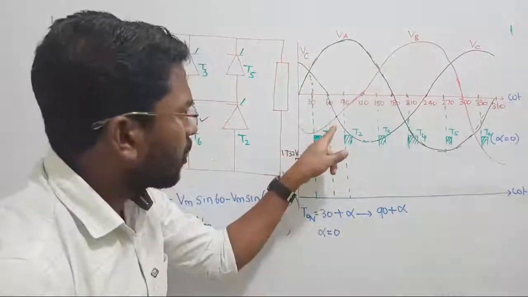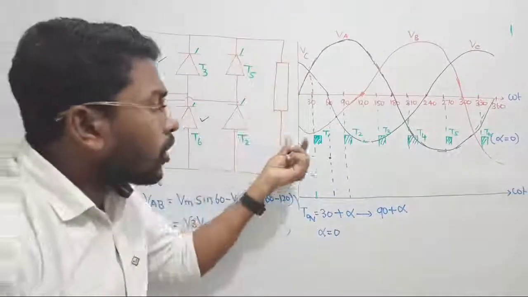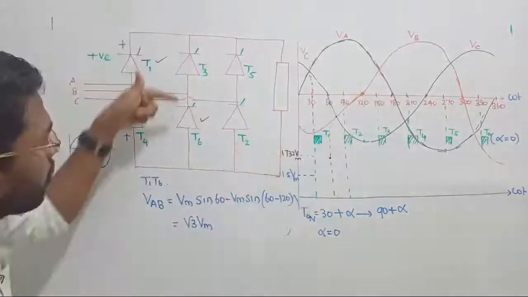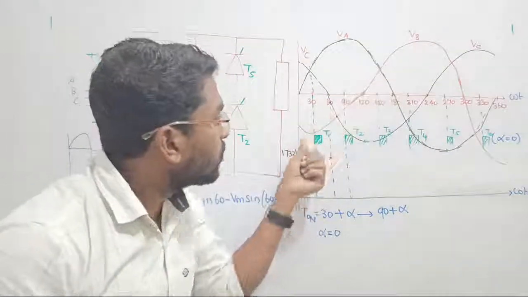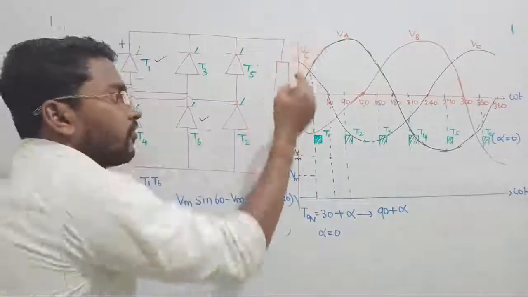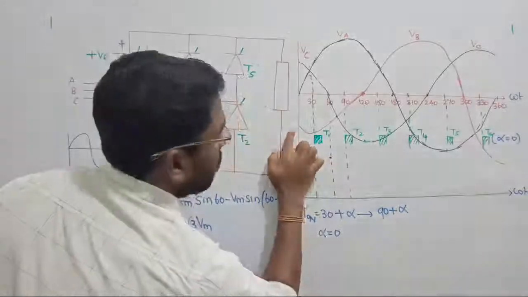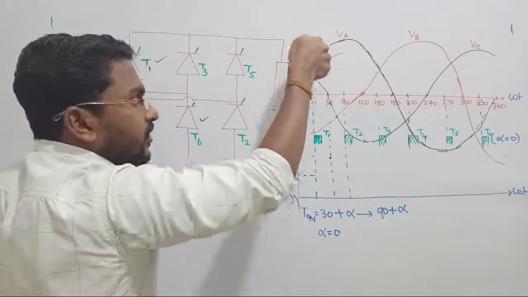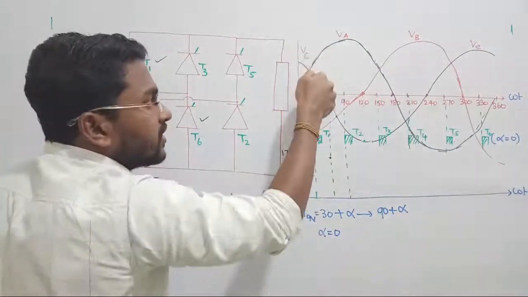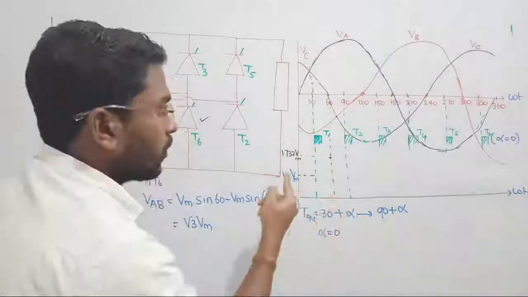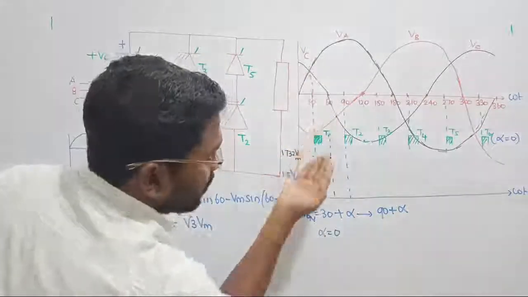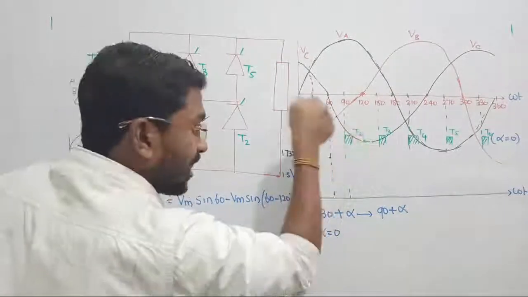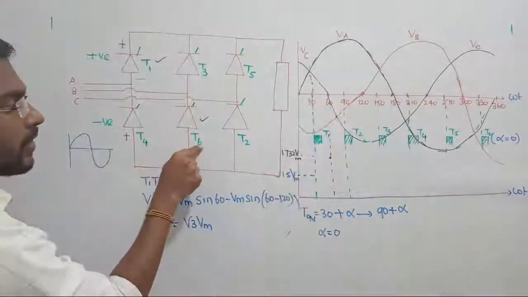So what happens here? See, until now, which one is more negative? Look at whose waveform it is, VB. Phase B. Phase B's waveform is more negative. See there, more negative. We have three waveforms in between 0 and 90: phase A, phase C, phase B. Out of these three waveforms, which is more negative? This one. More negative in the sense we have to keep more dip in the negative portion. This is more negative, that's why this thyristor was keeping its connection.